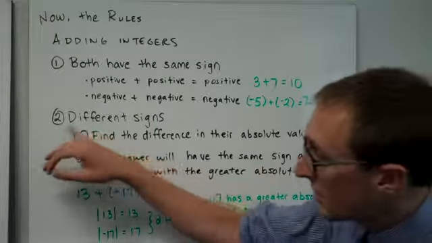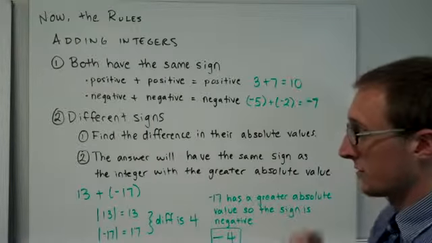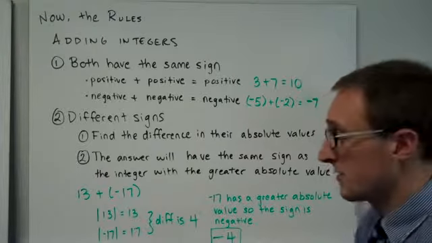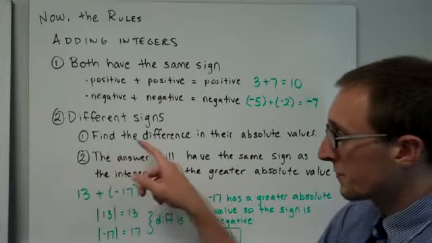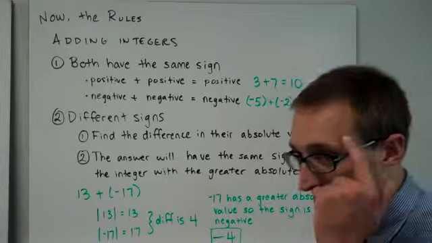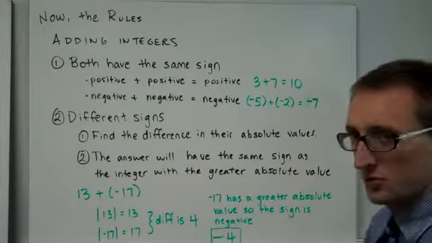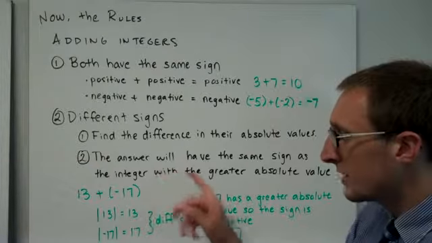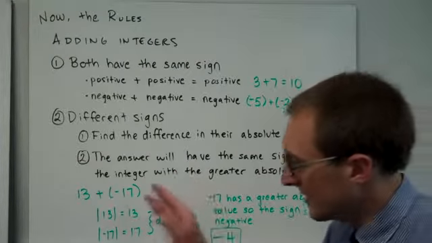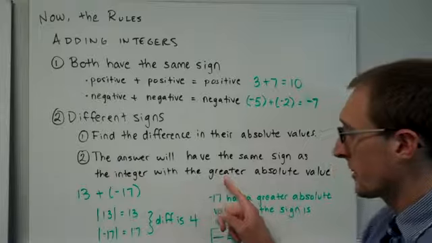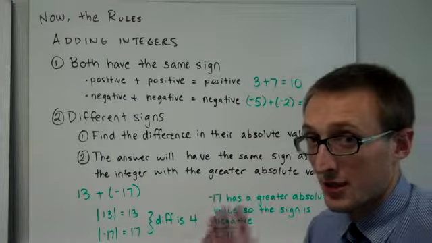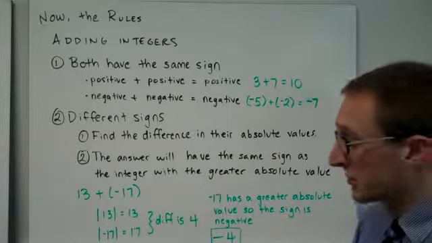But if they have different signs, if the 2 integers have different signs, the steps are a little bit different here. What you want to do first is find the difference. You should be thinking subtraction. Find the difference in their absolute values. Then the answer will have the same sign as the integer with the greater absolute value. It's a lot of vocabulary words, but let's walk through an example.